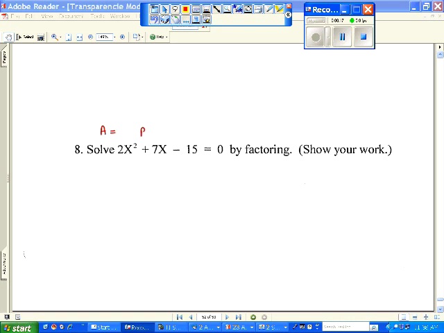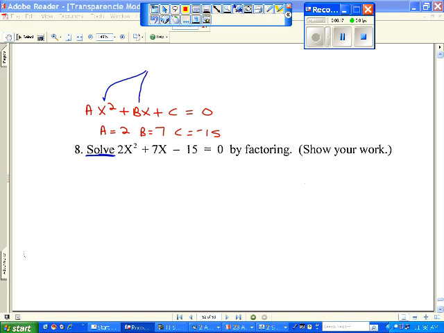We need to know the a, b, and c. So the a of the quadratic is 2, the b of the quadratic is 7, and the c of the quadratic is negative 15, because standard form of a quadratic is ax squared plus bx plus c equals 0. Now when we're looking for the solutions to the quadratic, what are we really looking for?